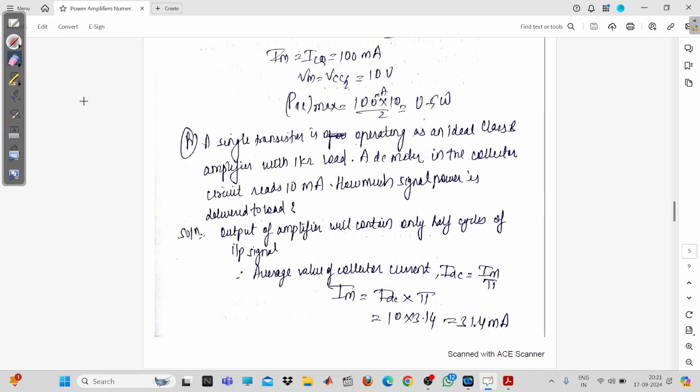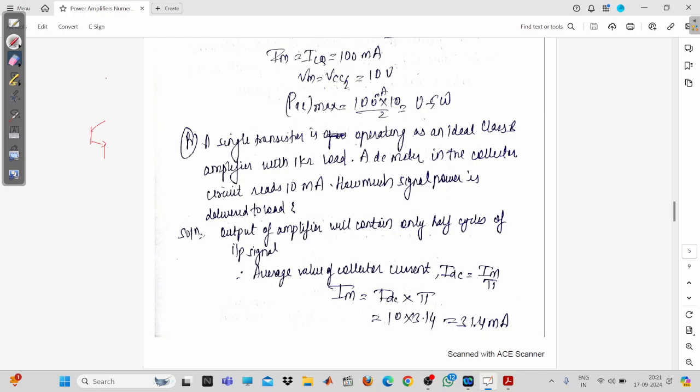When you are talking about a single-ended class B power amplifier, there is only one transistor. This is not a push-pull amplifier, because in the push-pull amplifier you will require two transistors, either in a complementary fashion or in a symmetrical fashion. In this Class B power amplifier, the operating point is located at the cutoff or at the saturation. So in that case, you don't require any biasing circuit.